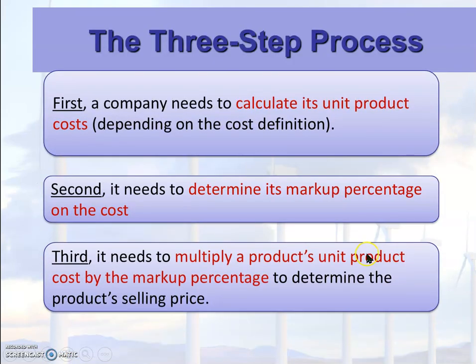So, there are 3 steps to come up with the price. First, the company needs to calculate its unit product cost, meaning it depends on the cost definition. Will the company use variable manufacturing cost, or the full absorption manufacturing cost, or total variable cost, or the total cost? Only then do you compute the markup percentage on the cost. The third, you multiply the unit product cost by the markup percentage to determine the product's selling price.